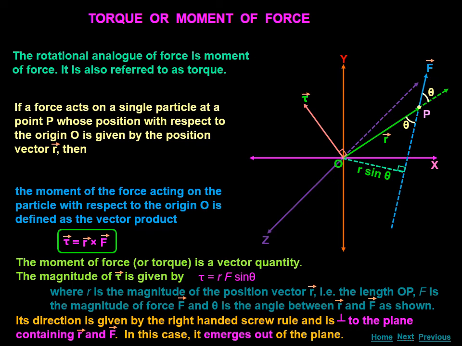And the direction of torque is given by the right hand screw rule, and it is perpendicular to the plane containing r vector and F vector. So the direction of torque is always perpendicular to both r vector and F vector, and in this case it emerges out of plane. So this torque vector arrow is emerging out of the plane, and this arrow is perpendicular to both F vector and r vector.